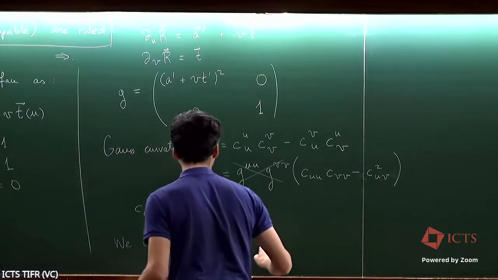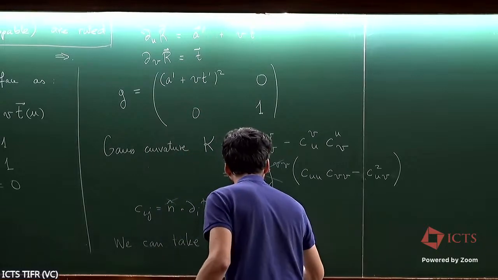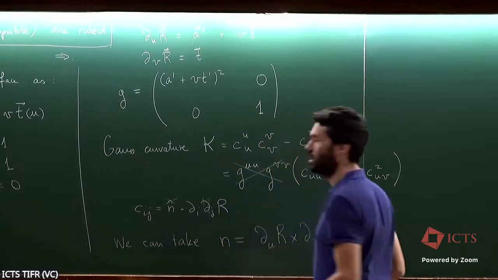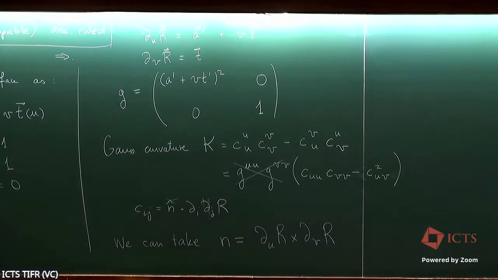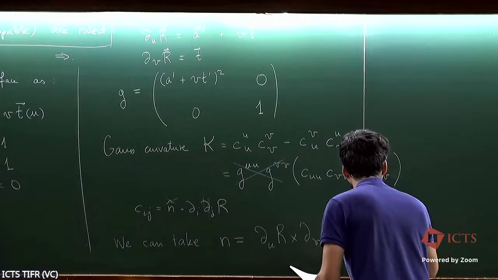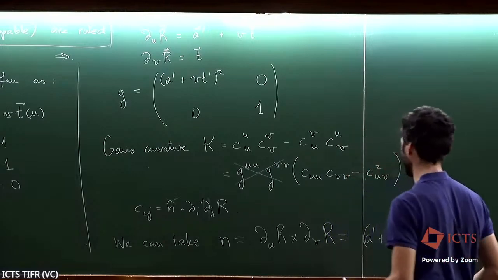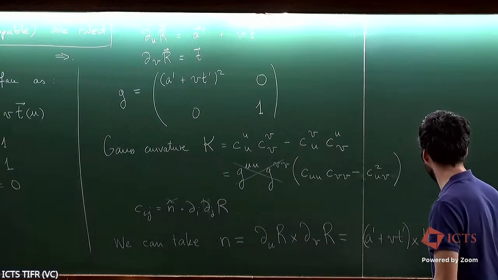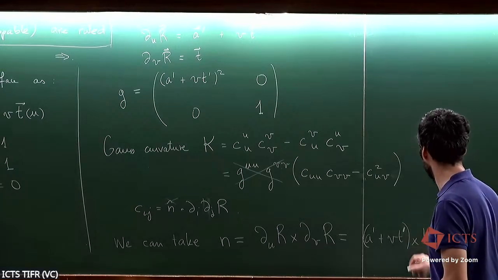A simple way to construct a normal vector is to take the cross product d_U R with d_V R. And so this is A prime plus V T cross product T. Sorry, T prime, T. Okay, yes, thank you.